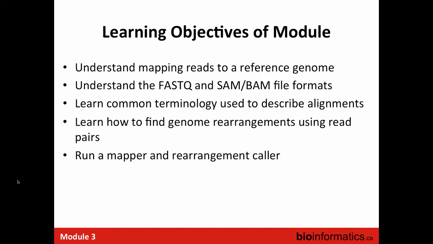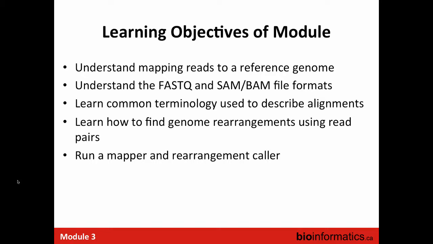Right, so here are the objectives for this module. First and foremost, I want you to understand what we mean when we talk about mapping reads to a reference genome. I'll elaborate on that in just a little bit. Also, I want you to understand the common file formats that you'll be using when you work with sequencing data. So the input, the data comes off the sequencer, comes in the FASTQ format, and then the files that you use to work with reads mapped or reads aligned to a reference genome are in what's called the SAM and BAM format. I'll go over all of those in this lecture.